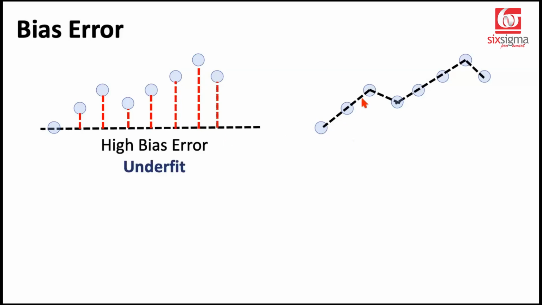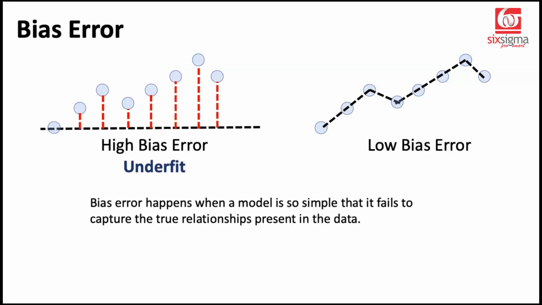On the other hand, the visualization on the right, if you see, seems to be doing it too well. So you, of course, have a low bias error. In fact, a zero bias error in this case, we can say. Is that a problem? At least not so far. In general, how do we define a bias error? Bias error happens when a model is so simple that it fails to capture the true relationships present in the data. So when you're not able to capture how the independent variables or X variables explain the Y variables or the outcomes, then you're committing a high bias error as we fit a model to the training data.